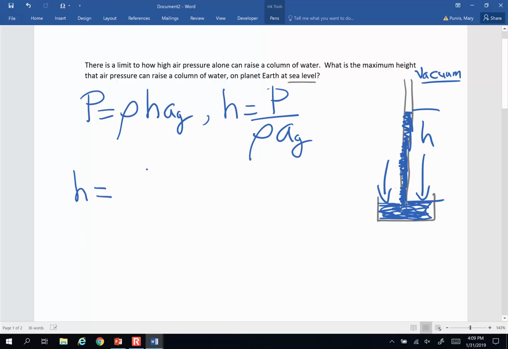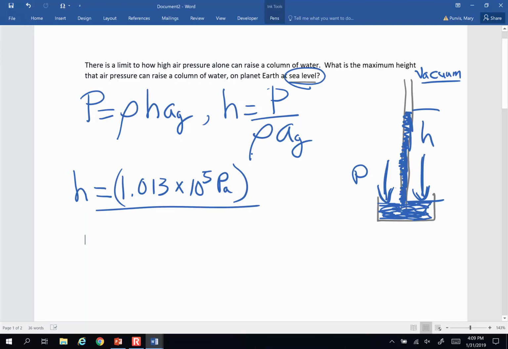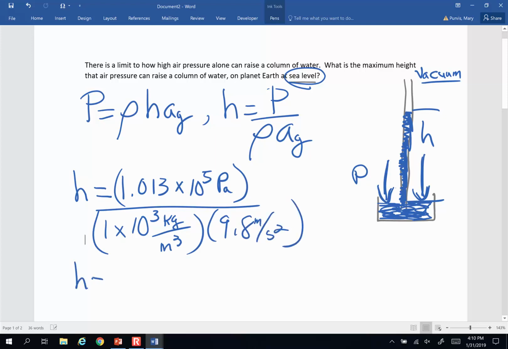So in this case, we are going to be at sea level. The pressure pushing down at sea level is 1.013 times 10 to the 5th pascals. That is the sea level pressure, divided by the density of fresh water, 1 times 10 to the 3rd kilograms per cubic meter, and the acceleration of gravity, 9.8 meters per second squared. So when we do that, the height ends up being 10.34 meters. That is the maximum height.